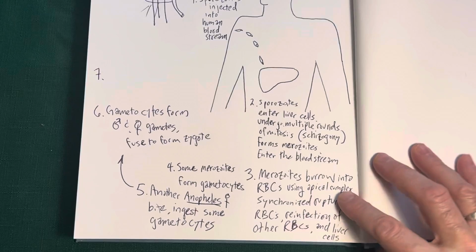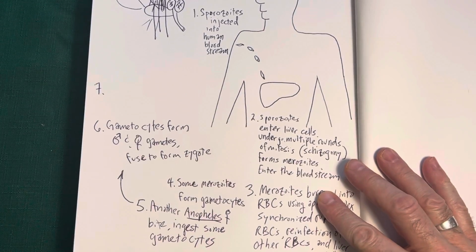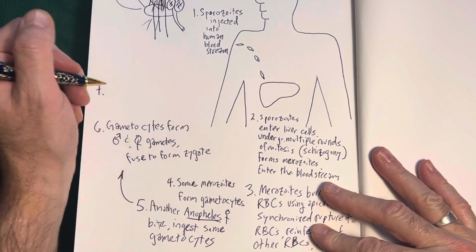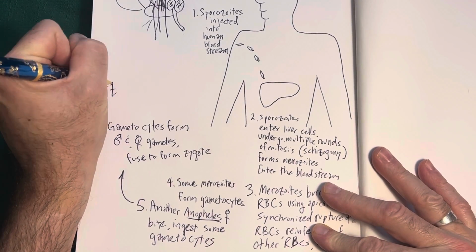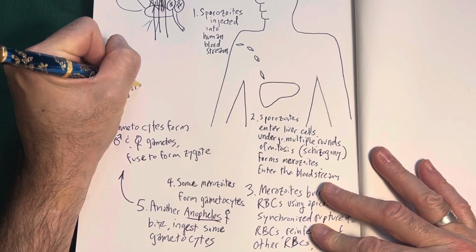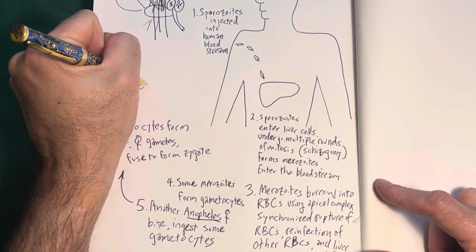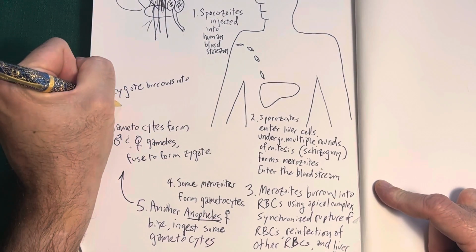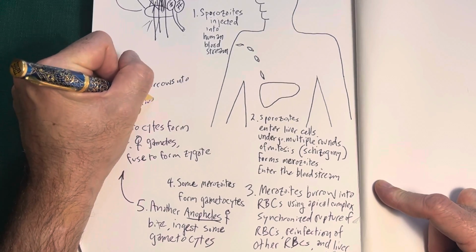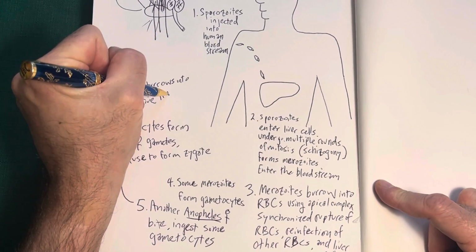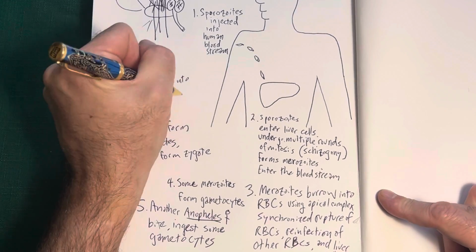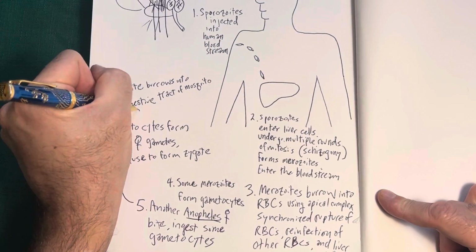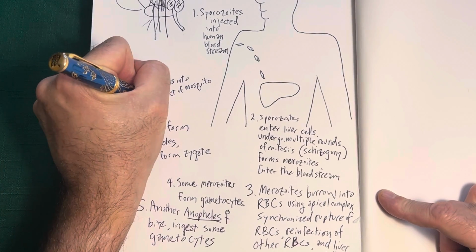Step 7. The zygote burrows into the digestive tract of the mosquito, and forms what's known as an oocyst.